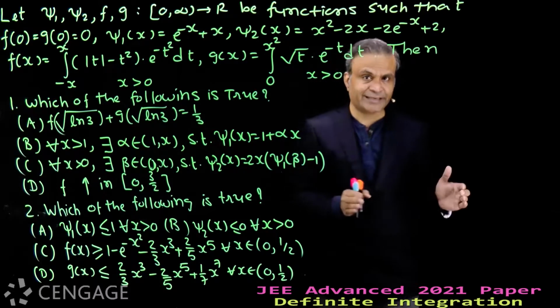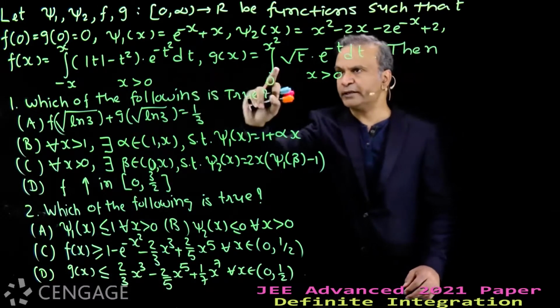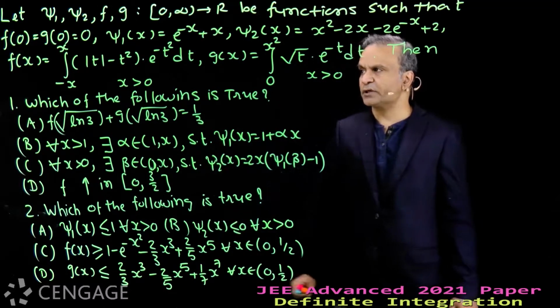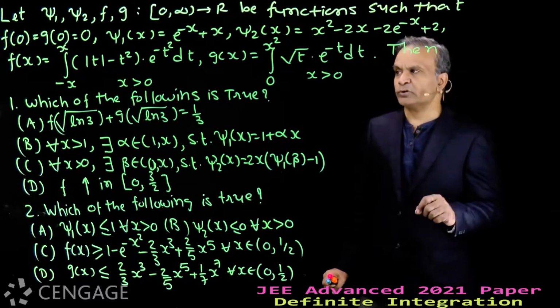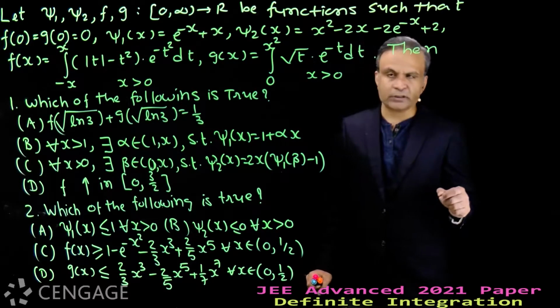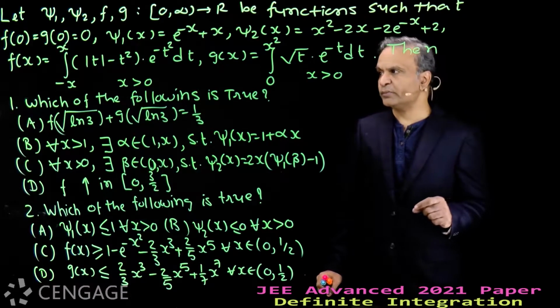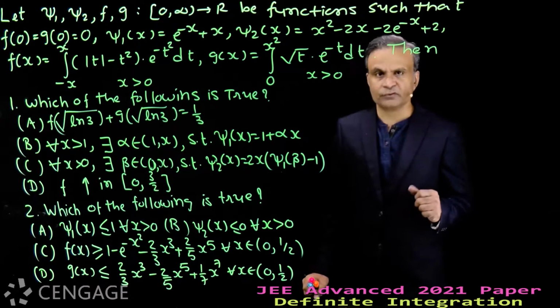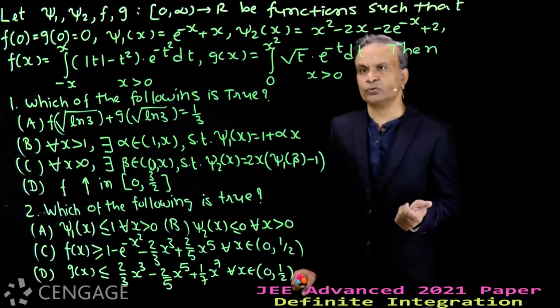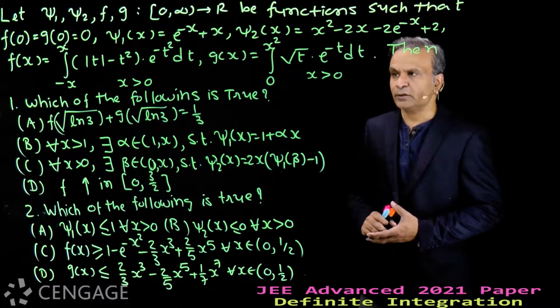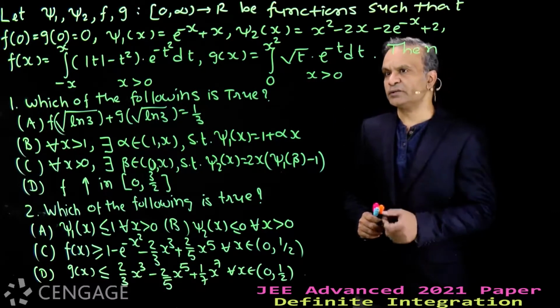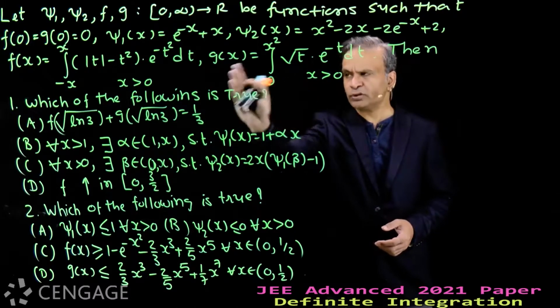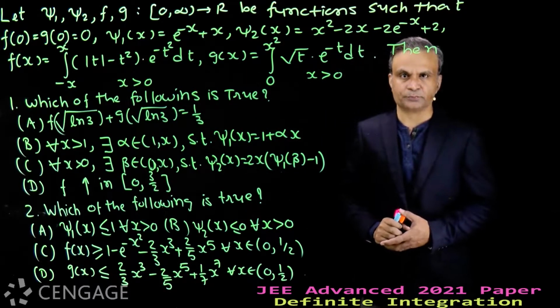Functions f x and g x are in the form of integrals. Okay, function f x is integration of modulus of t minus t square into e power minus t square. Lower limit is minus x, upper limit is x. Function g x is integration of root t into e power minus t, where lower limit is 0 and upper limit is x square. In both the functions, x is greater than 0.